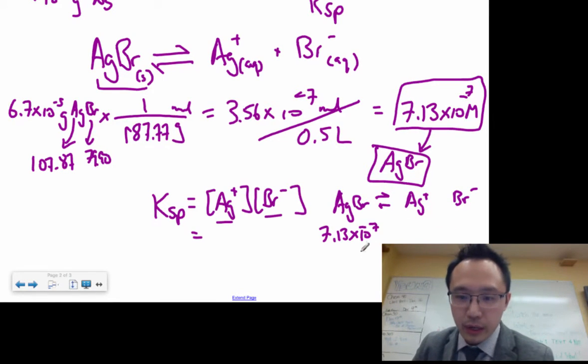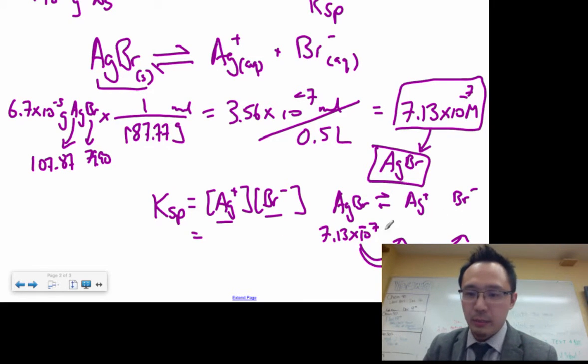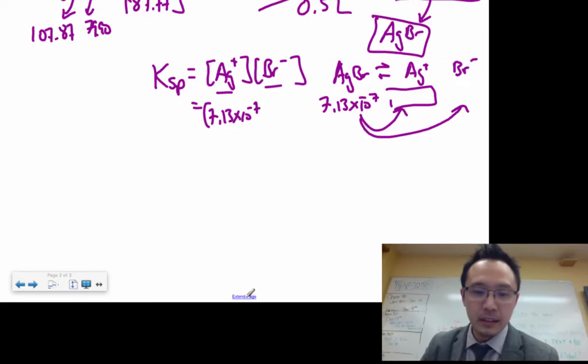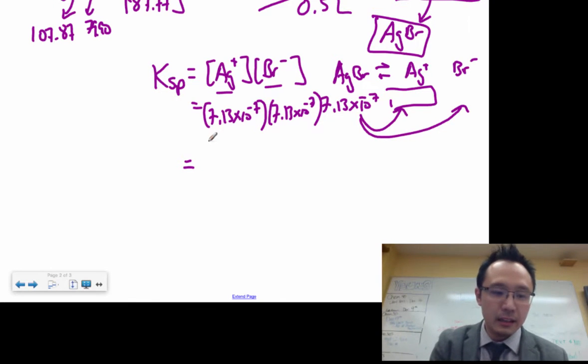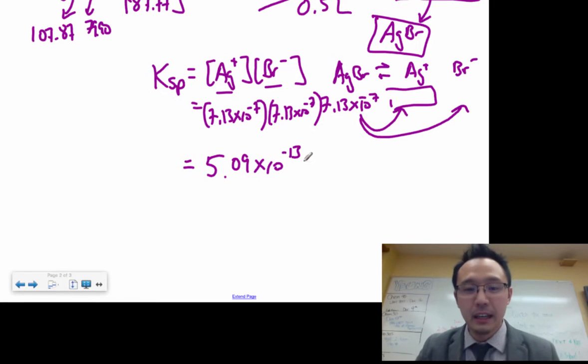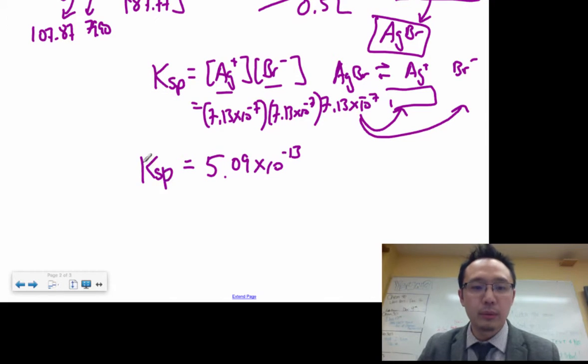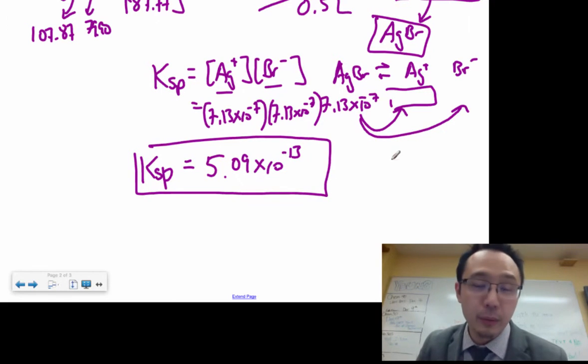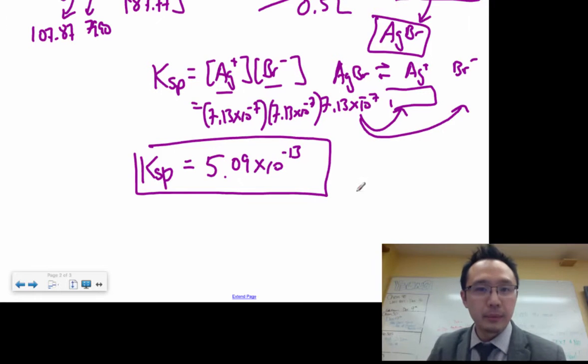Since they're in a 1-to-1 ratio, this is going to be the same here. This is going to be the same for bromine. So we can plug this concentration back in here. So basically it is just 7.13 times 10 to the negative 7 times another 7.13 times 10 to the negative 7. And then multiply all this. That is your answer. So you should get an answer of 5.09 times 10 to the negative 13. That is your KSP, no units. That's your KSP of your silver bromide. So that's your first example.